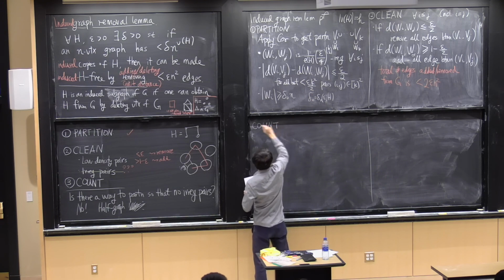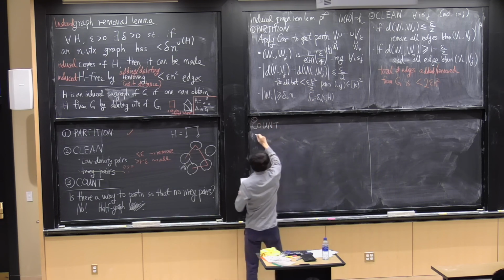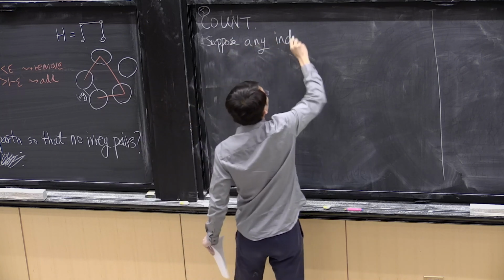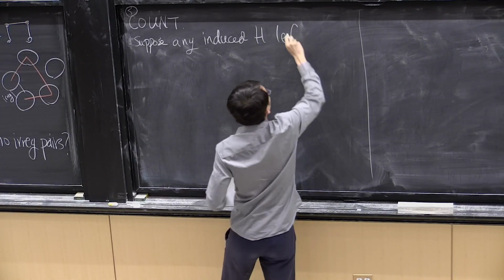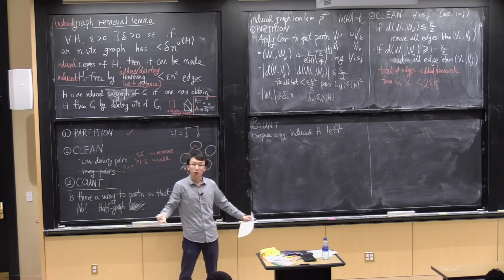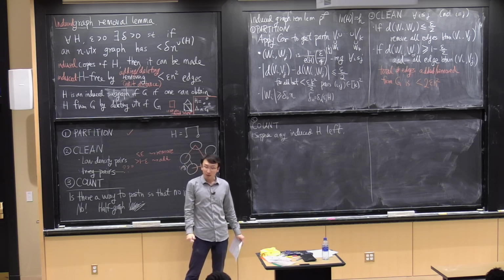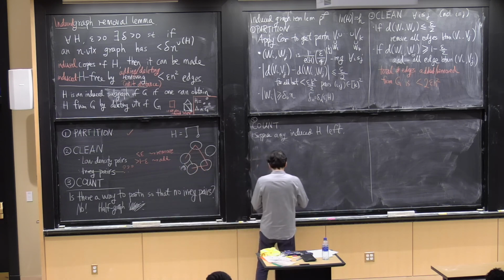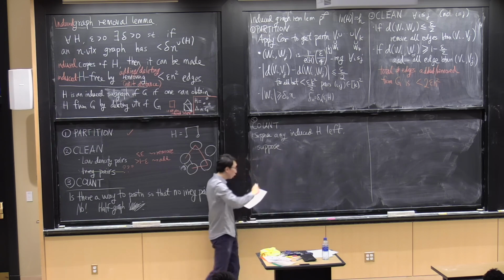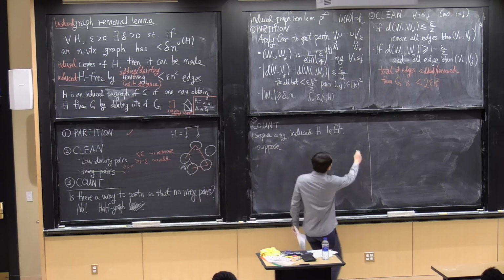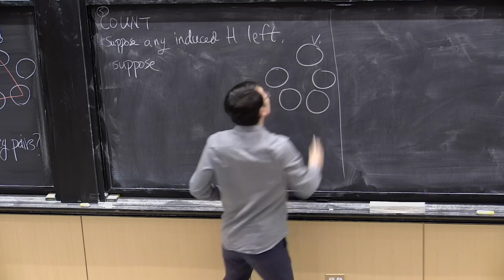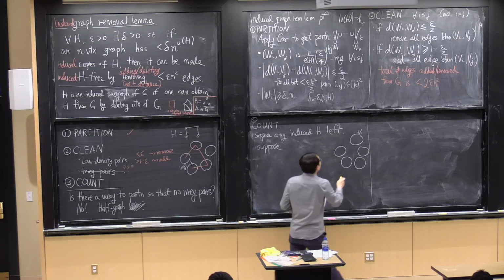The final step is the counting step. Suppose there were any induced H left after the modification. I want to show that, in fact, there must have been a lot of induced H's originally in the graph, thereby contradicting the hypothesis. So where does this induced H sit? Well, you have the V's, and inside the V's, you have the W's.